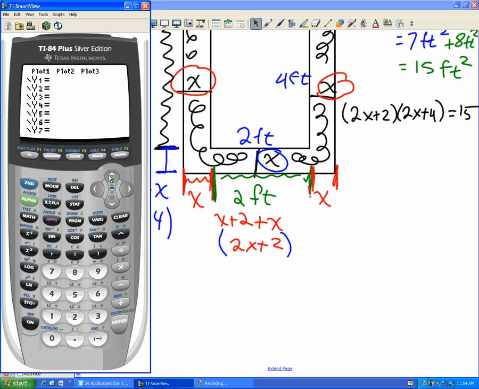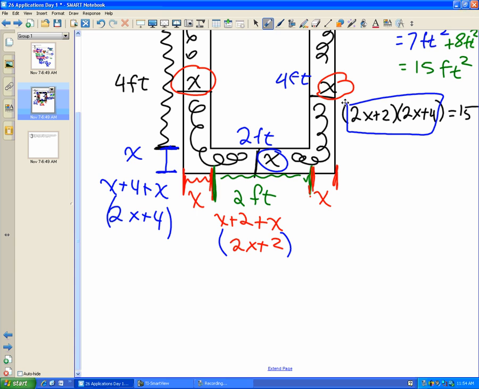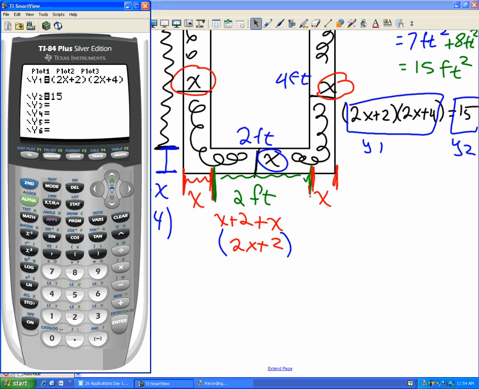I'm going to plug in my y1 as parenthesis 2x plus 2, close parenthesis, open parenthesis, 2x plus 4, close parenthesis, hit enter. My y2, I'm going to plug in the right side, which is 15. So what I just did, if I look back at this formula, this left side is y1, the right side, again, is y2. I plug that into my calculator.